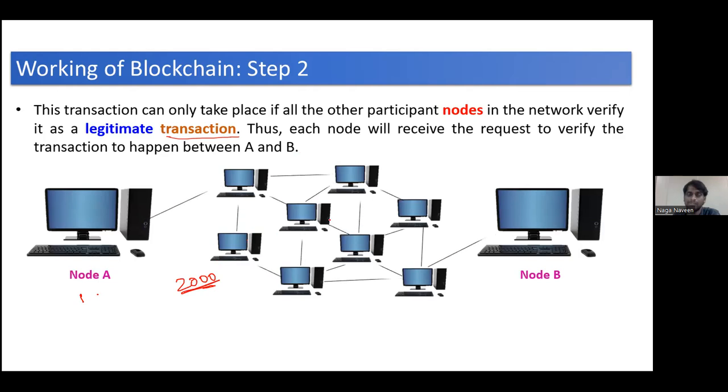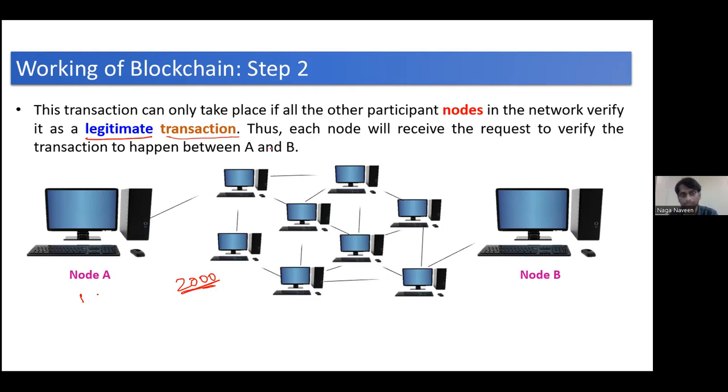Now, other things will also be checked: whether the node A and node B are properly defined or not, and whether node A has the proper balance in its account or not. All these things will be verified by all the nodes in this network. Once they verify, it is called a legitimate transaction. Thus, each node will receive a request to verify the transaction to happen between A and B.